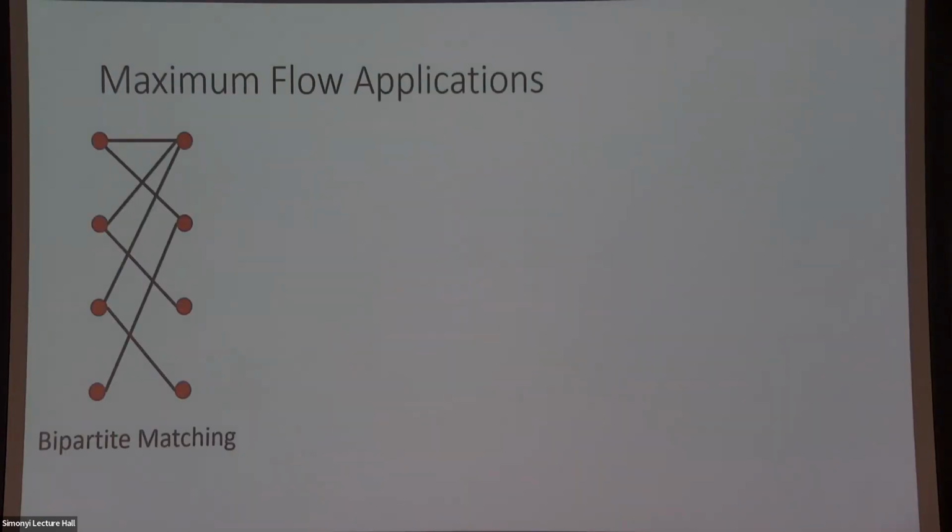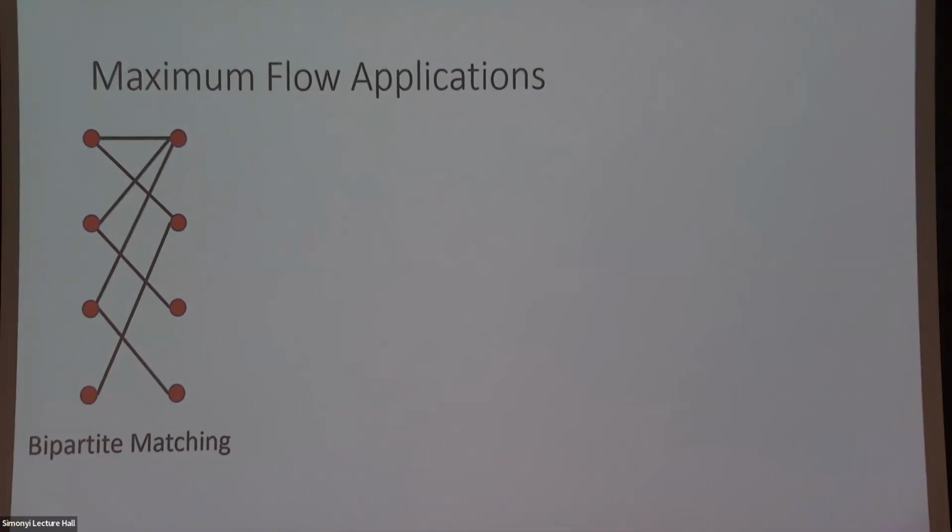This version of the problem already captures some other combinatorial graph algorithm problems, such as the bipartite matching problem. In this problem, we have a bipartite graph with edges between the left and the right, and our goal is to find the maximum number of edges in this graph that don't share any vertices. So here, the maximum bipartite matching happens to contain 4 edges, which is the maximum number possible. As I describe slightly more general versions of the maximum flow problem, I'm going to add some more applications to this slide.